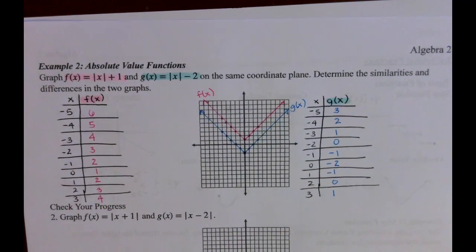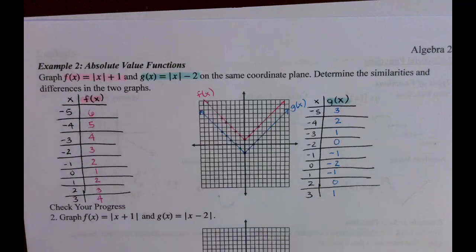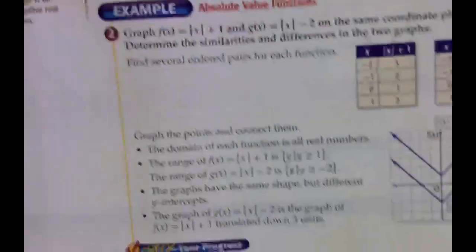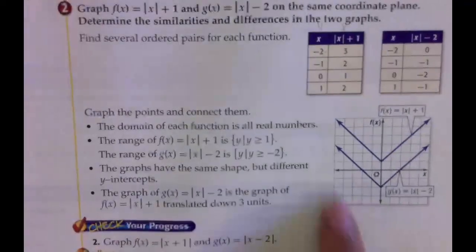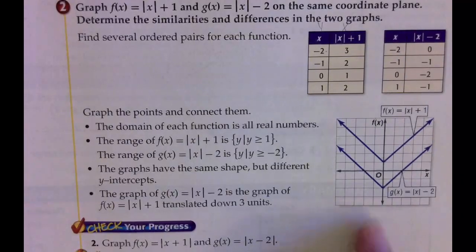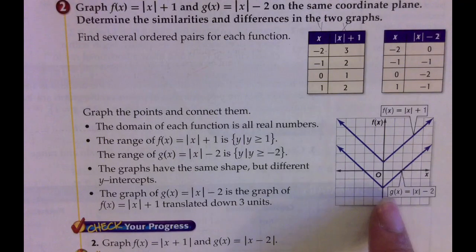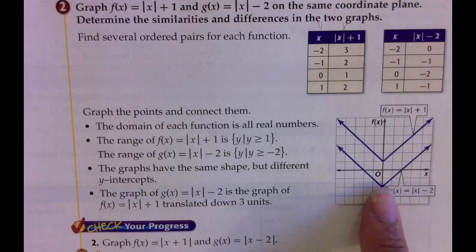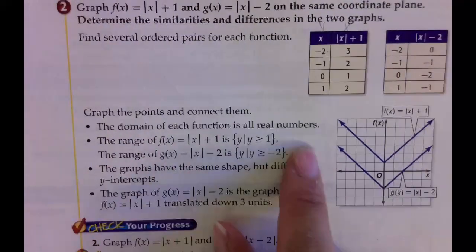Okay, so that's what the book did here. They graphed the points. They connected it. Theirs is more zoomed in. Okay, so same thing. And then here is where they talked about some of the similarities, right?